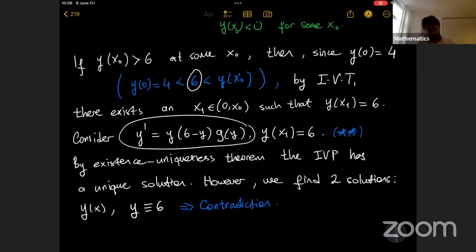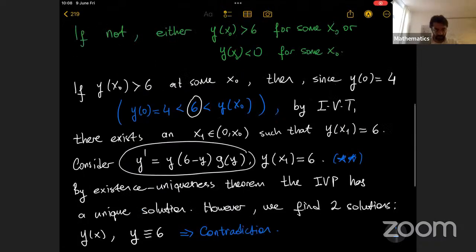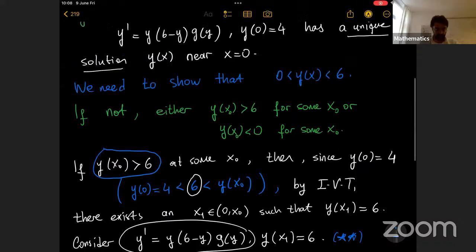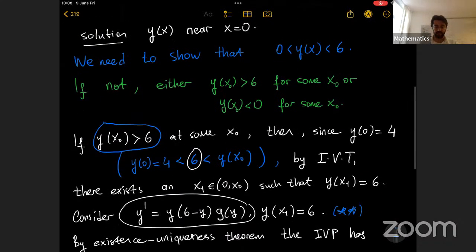Neye contradiction? Ne kabul ettik biz burada? yx0 bir noktada 6'dan büyük olsun dedik. Demek ki 6'dan büyük olamaz.